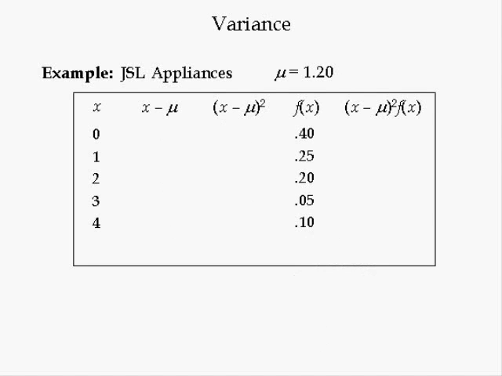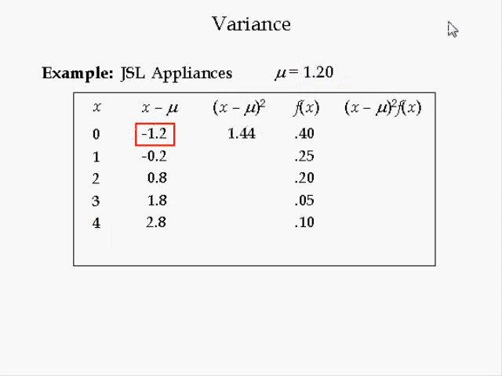The variance is found by subtracting the mean of 1.2 from each of the values of random variable x. The first deviation from the mean is equal to 0 minus 1.2, which equals negative 1.2. The second deviation is 1 minus 1.2, which equals negative 0.2. The third is 2 minus 1.2, which equals 0.8. The fourth is 3 minus 1.2, which equals 1.8. The fifth is 4 minus 1.2, which equals 2.8.